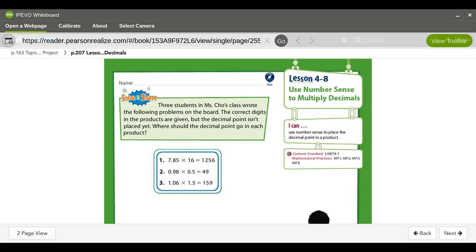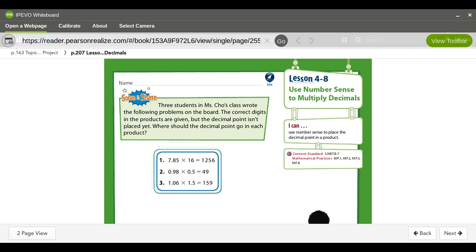And so if we take a look at your solve and share at the beginning of lesson 4-8, this is where I'm going to start with the explanation. So it says 3 students in Ms. Cho's class wrote the following problems on the board. The correct digits in the products are given, but the decimal point isn't placed yet. Where should the decimal point go in each product? So one of the ways that you can figure this out is I'm going to use estimation to help figure that out.